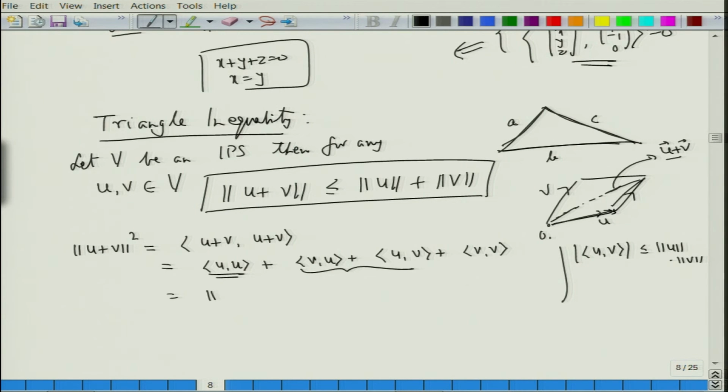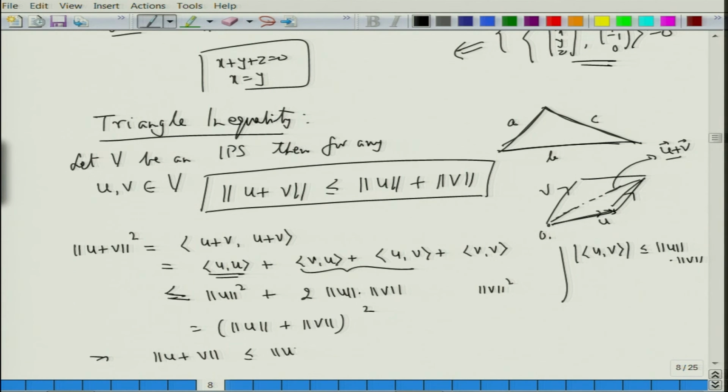This is equal to length of u squared, this is equal to length of v squared, and this part is less than or equal to this. So this is less than or equal to 2 times the length of u times the length of v, and therefore I get that this is (u+v) whole squared, and therefore the length of u plus v is less than or equal to the length of u plus the length of v. Is that okay? Fine. You get this part.